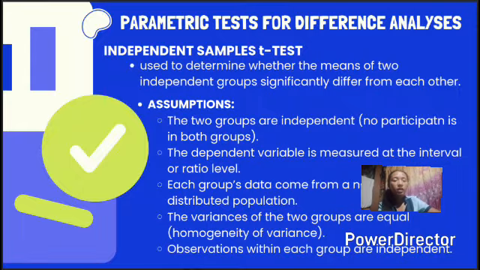Next, for the parametric test for difference analysis, is the independent sample t-test, used to determine whether the means of two independent groups significantly differ from each other. The assumptions are that the two groups are independent, or no participant is in both groups; the dependent variable is measured at the interval or ratio level; each group's data came from a normally distributed population; the variances of the two groups are equal, or homogeneity of variance; and observations within each group are independent.